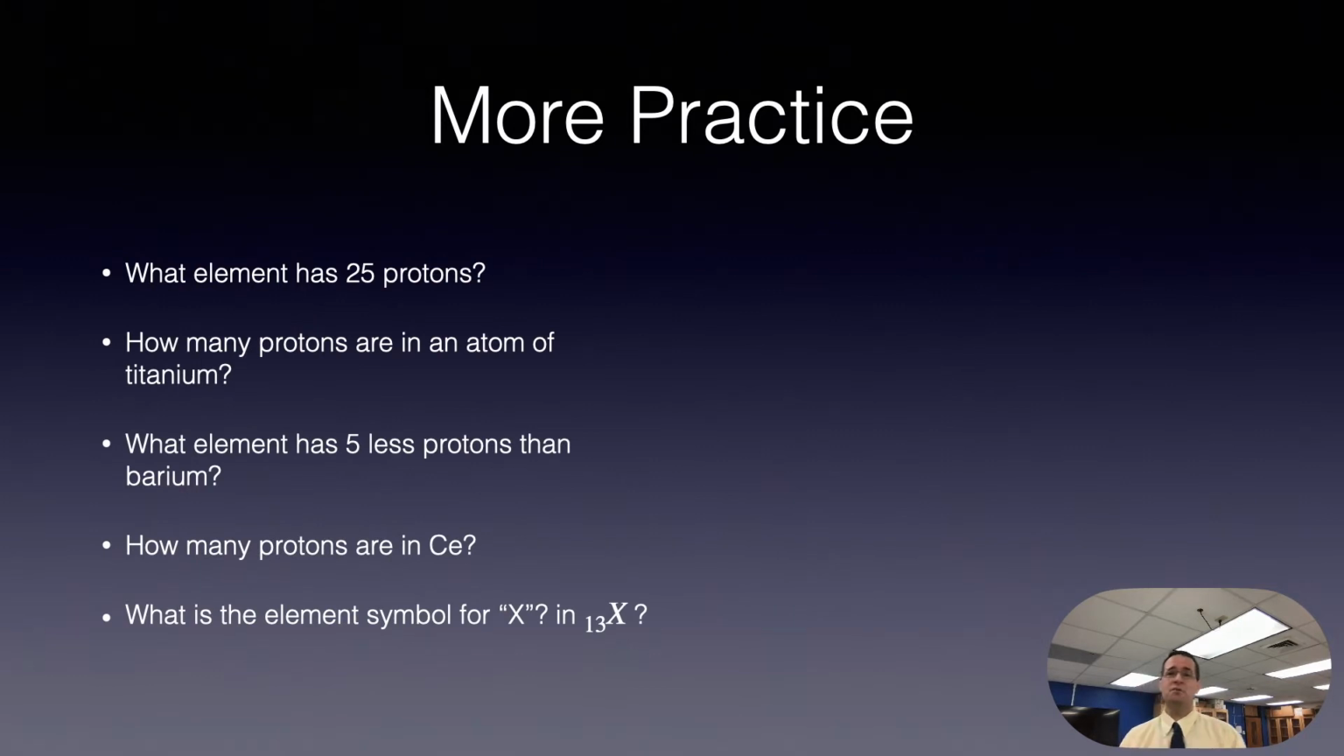Here are some additional practice problems for you, written in many different kinds of fashions. So spend some time to work through these on your own and see if you can figure them out. What element has 25 protons? How many protons are in an atom of titanium? What element has 5 less protons than barium? How many protons are in Ce? That's cerium. What is the element symbol for X in 13X? There is no X on the periodic table, and we often use X to just designate a mystery element that you're hopefully going to identify.